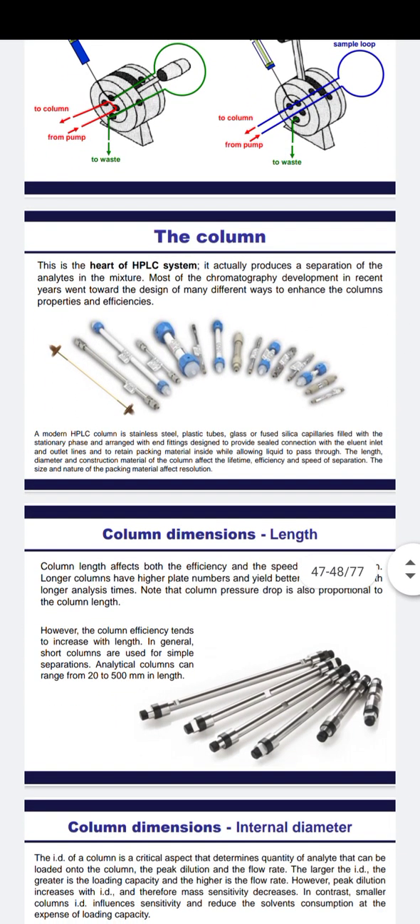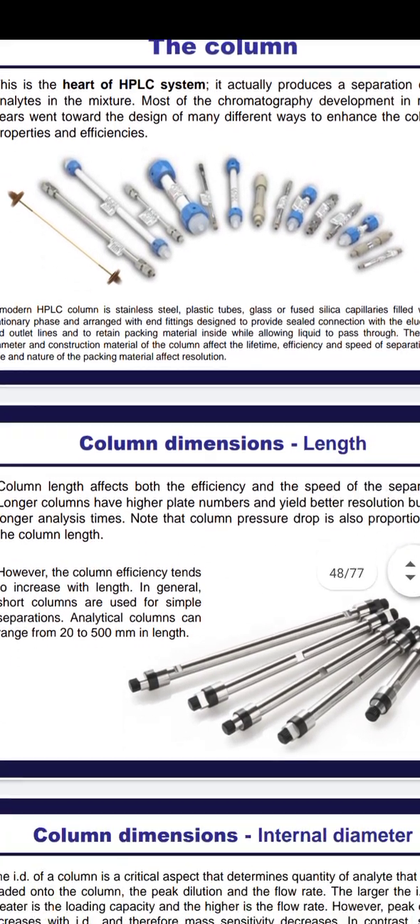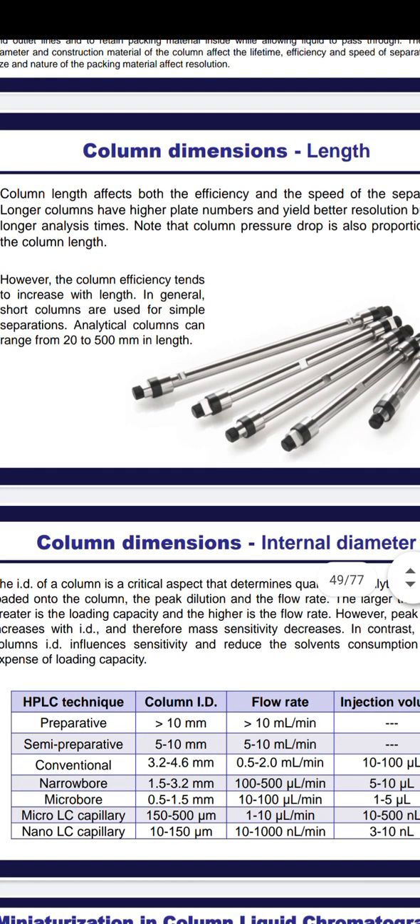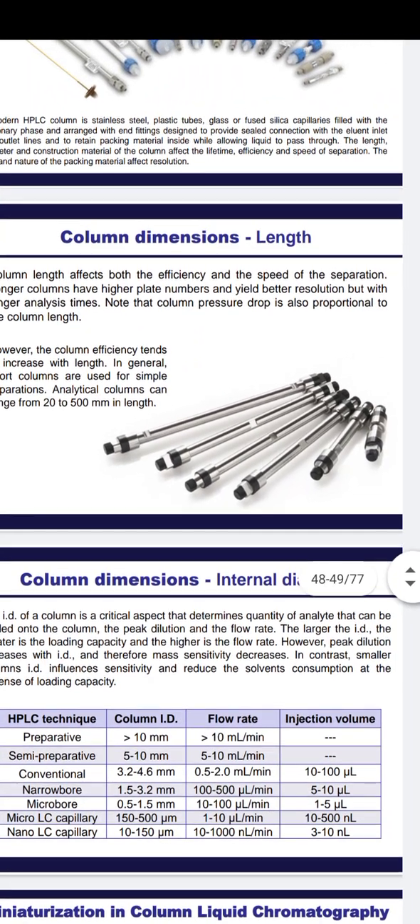And next is the column. So the column plays a very important role here. This is the heart of the HPLC system, you can say. It actually produces a separation of the analytes in the mixture. Most of the chromatography development in recent years went towards the design of many different ways to enhance the column's properties and efficiency. So these are the different types of columns which are going to be used. Column dimension, length, is there. It affects both the efficiency and the speed of the separation.